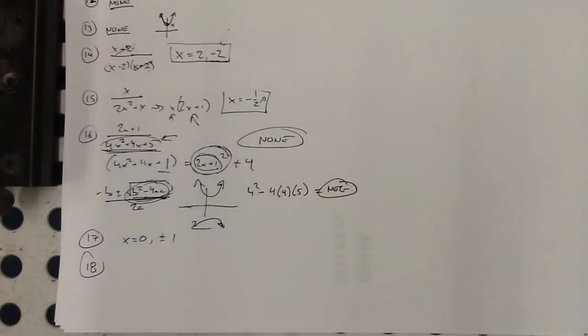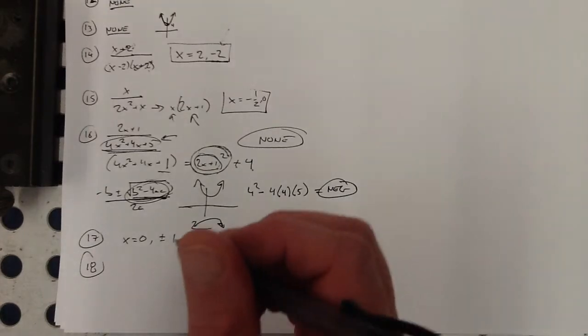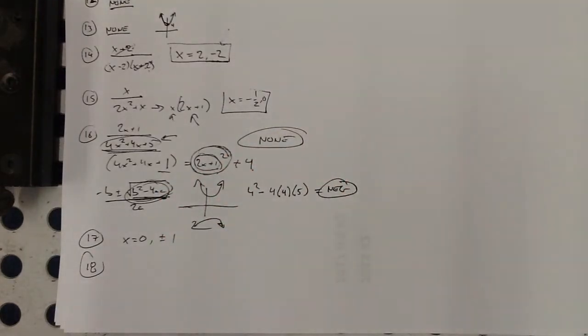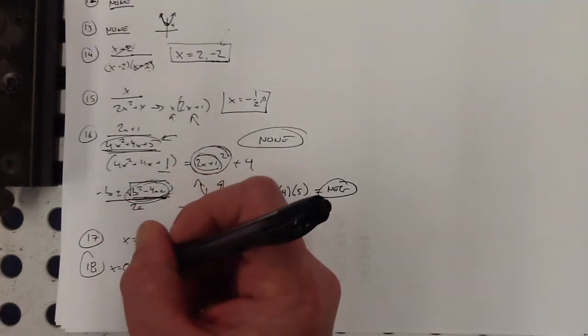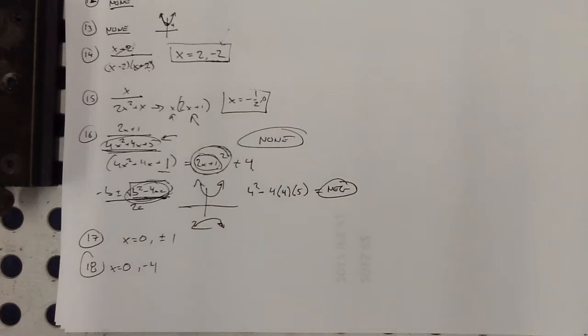Number 18, let's see, excuse me for 1 second, just make sure I'm in the right place. Okay, 18 is similar to 17. X can't be 0, and x can't be negative 4. Got to look at both denominators.